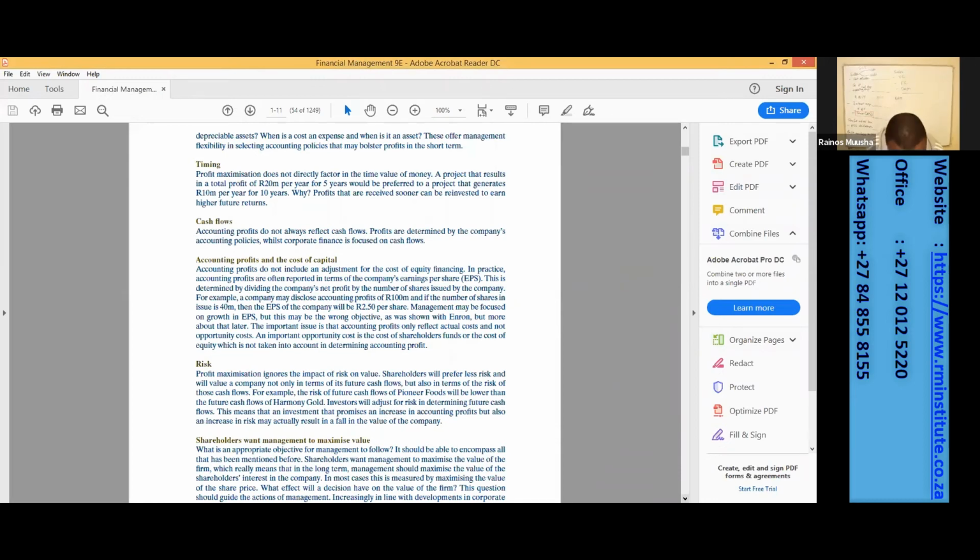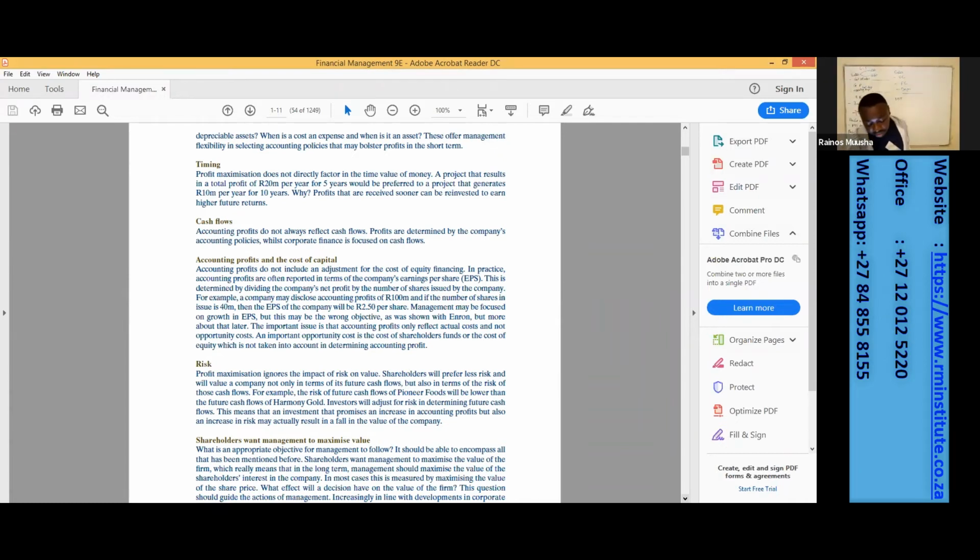Then there's also another issue of risk, where they say profit maximization ignores the impact of risk on value. Shareholders will prefer less risk and will value a company not only in terms of the future cash flows, but also in terms of the risk of these cash flows. That's why the risk of those cash flows ends up affecting the discount rate.